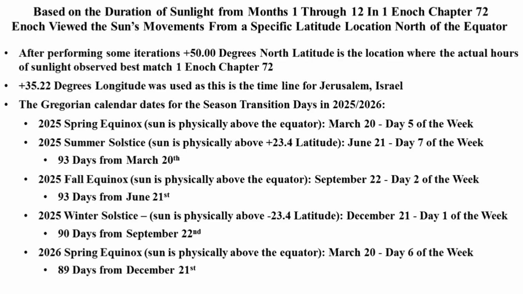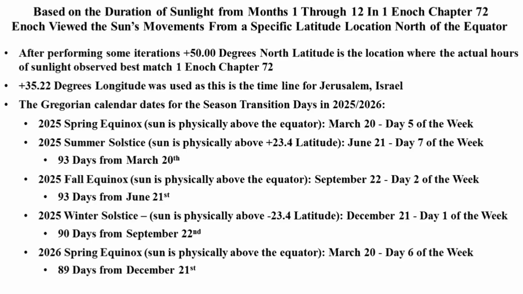The Gregorian calendar dates for season transition days in 2025 and 2026 are: 2025 spring equinox, where the sun is physically above the equator, March 20th, which is day 5 of the week. 2025 summer solstice, where the sun is physically above plus 23.4 latitude, June 21st, day 7 of the week. 2025 fall equinox, where the sun is physically above the equator, September 22nd, day 2 of the week. 2025 winter solstice, where the sun is physically above minus 23.4 latitude, December 21st, day 1 of the week. 2026 spring equinox, where the sun is physically above the equator, March 20th, day 6 of the week.